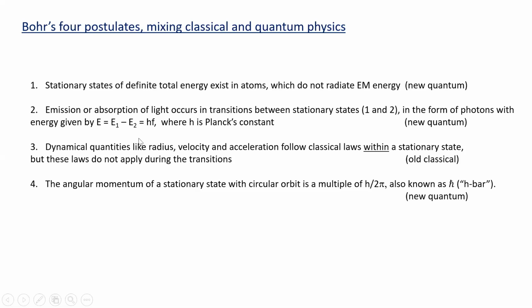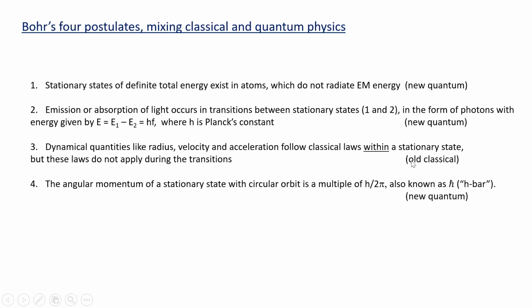So that was a new quantum idea, the idea that that's how atoms radiated, by transitioning between these energy states. Third, dynamical quantities like the radius of the electron, the velocity of the electron, and the acceleration of the electron in the hydrogen atom would follow classical laws within a stationary state. So if they're in a stationary state, Newton's laws and the laws of electromagnetism would apply. But those laws couldn't explain what happened during the transitions between the stationary states. Something else was going on, as yet unknown, some new quantum phenomenon.